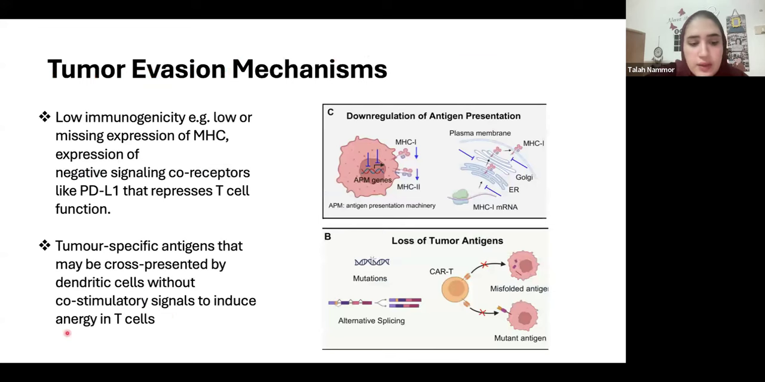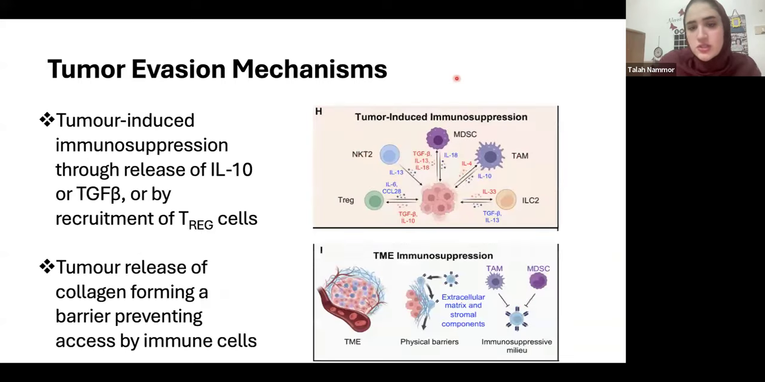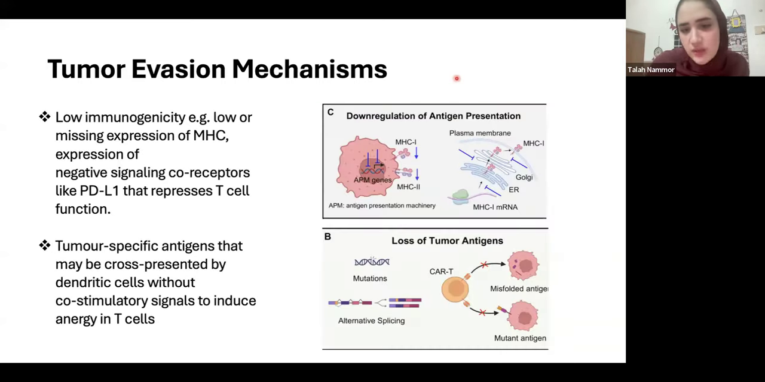Okay. Now, we have something called tumor cancer immunomodulation, basically they're immunomodulating themselves to try to evade the immune system. There were a couple of examples. I'm just going to go over them really fast because they're not that important.